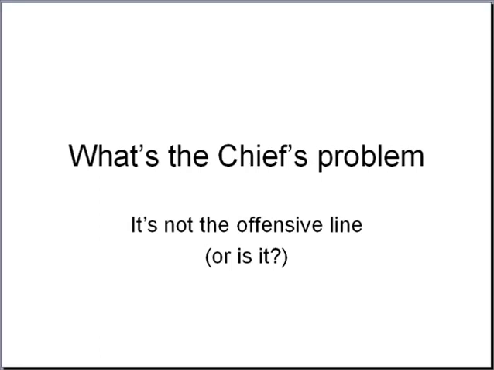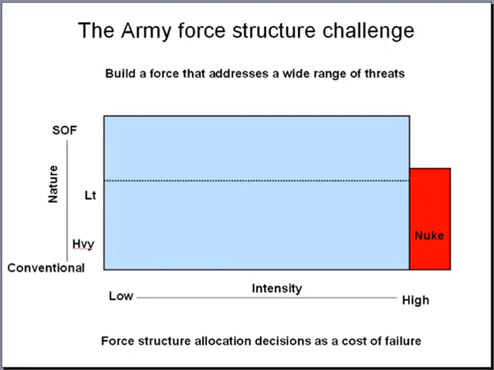So let's consider for a moment, what's the problem for the Chief of Staff of the Army to solve? And I know it's not the offensive line, or is it? Let's think about his challenge from a threat perspective. His real challenge under Title X is to build a force that addresses a wide range of threats. Here's an array of threats, a mental model that you can use to think about threats.